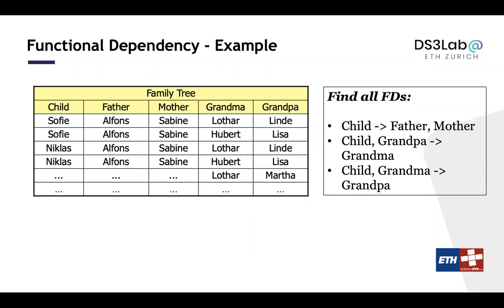On the other hand, you also have the functional dependency from child grandfather to grandmother, and also from child grandmother to grandfather, which means that if you tell me the child and the grandmother, I can uniquely identify in this relation instance the grandfather. And if you give me a unique combination of child and grandfather, I can also uniquely identify a grandmother. So these are examples of functional dependencies that this relation instance satisfies.